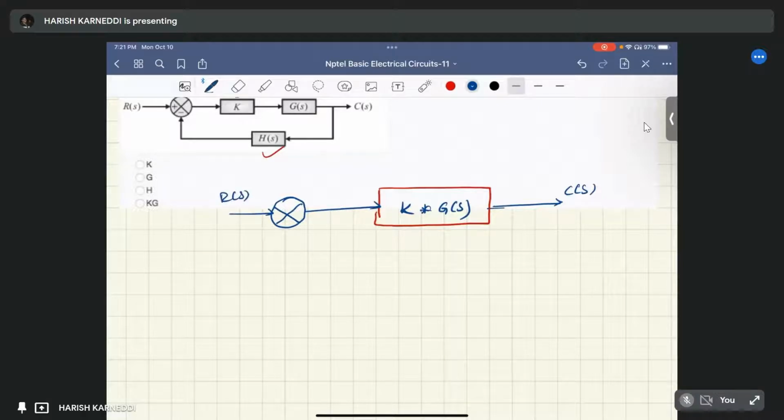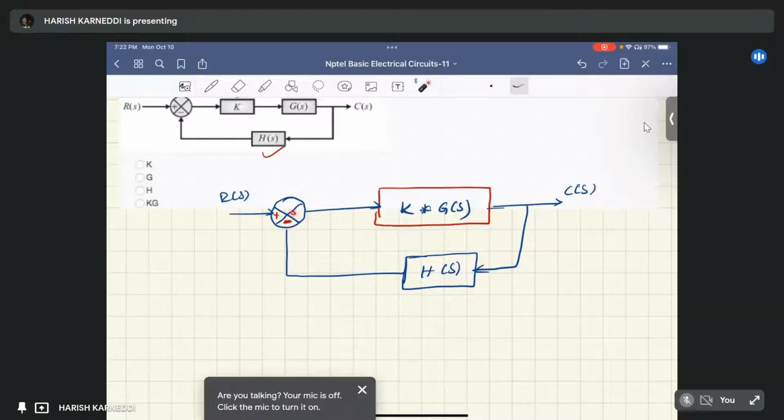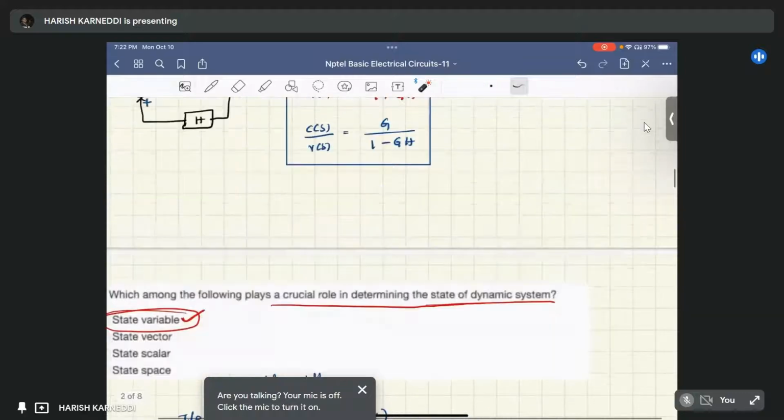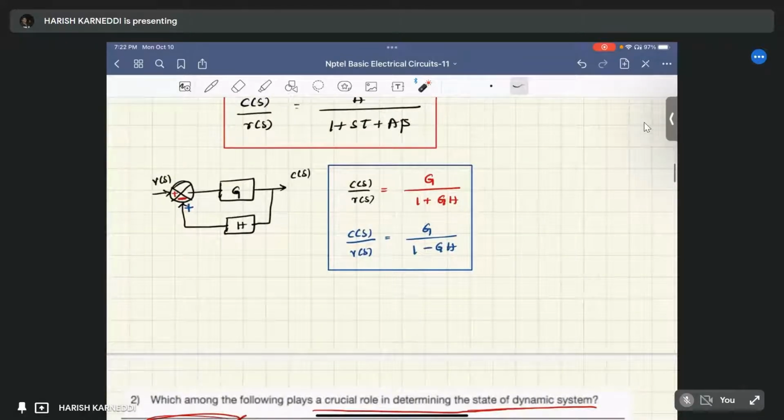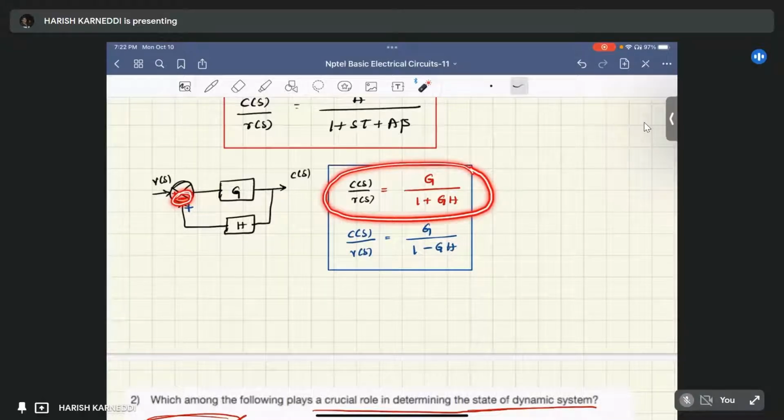R of S. The feedback gain is H of S. Here it is positive and negative. It means this is a negative feedback loop. Negative feedback means, just as we calculated the formula, we mentioned the generalized formula. If it is negative, the closed loop gain is G by 1 plus GH, where G is the gain of the forward path, H is the gain of the loop.